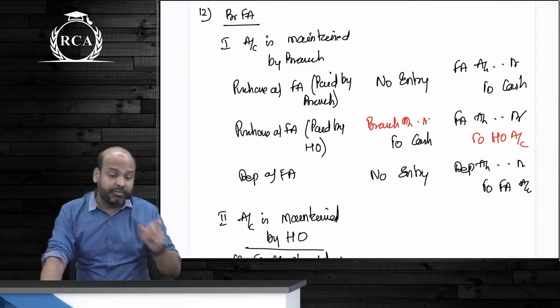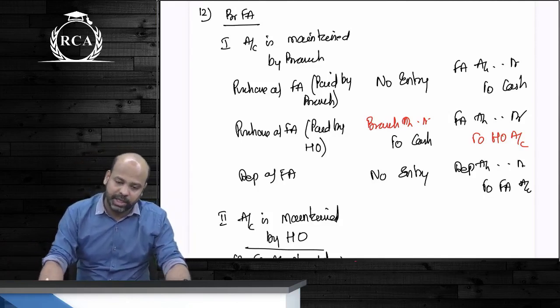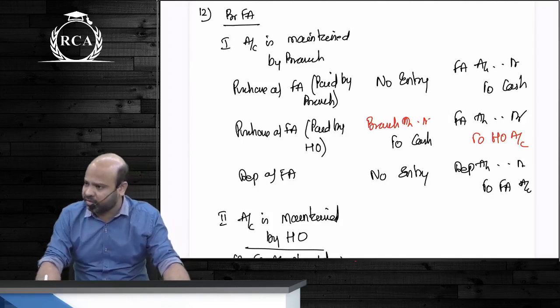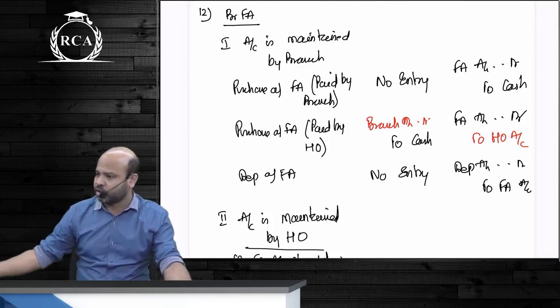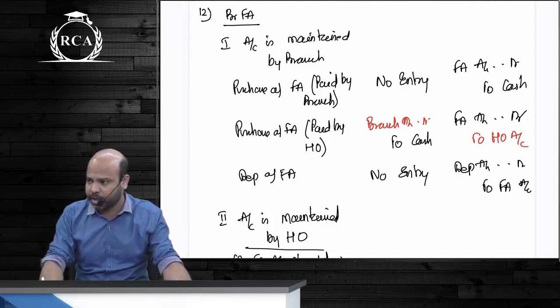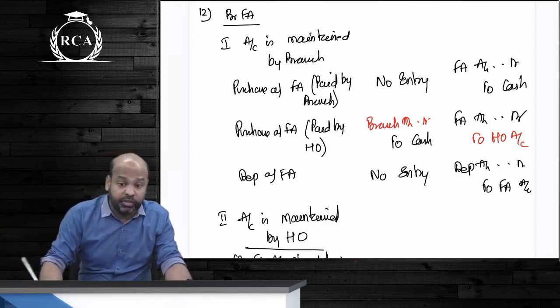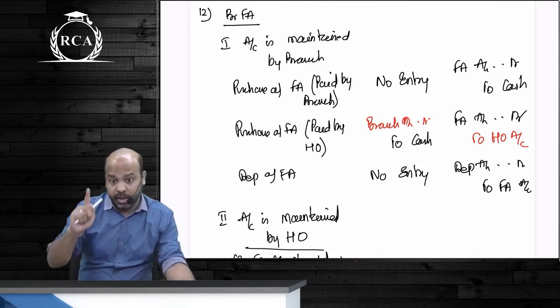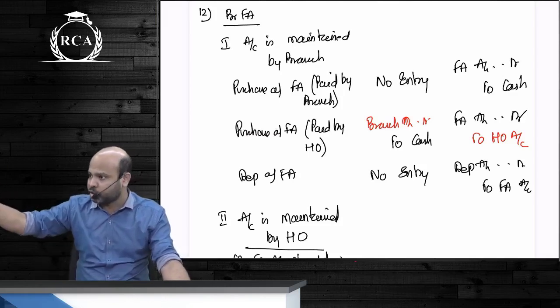So if the fixed asset account is maintained by branch, guys, and they are purchasing an asset, no entry will come in the books of head office. The branch will record fixed asset account debit to bank account. If head office is purchasing the asset, beta, even then the fixed asset account should come in the books of branch.